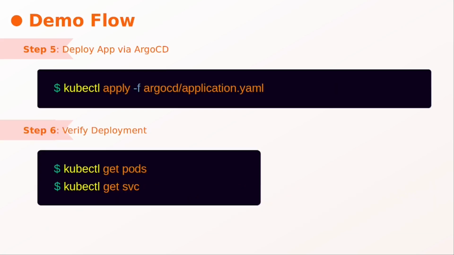After logging in, the application is deployed by applying an ArgoCD application manifest. This step connects your Git repository to the cluster, enabling ArgoCD to continuously monitor and synchronize your application state. You can verify that everything is running correctly by checking the pod and service in the cluster.